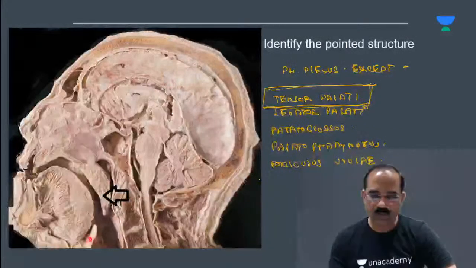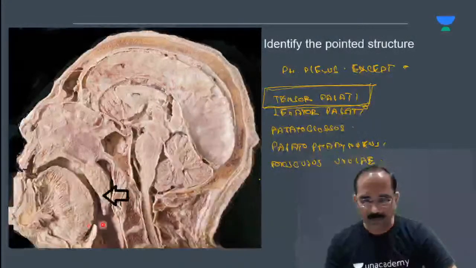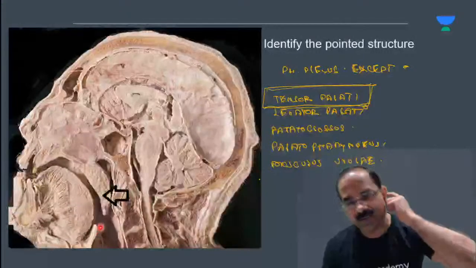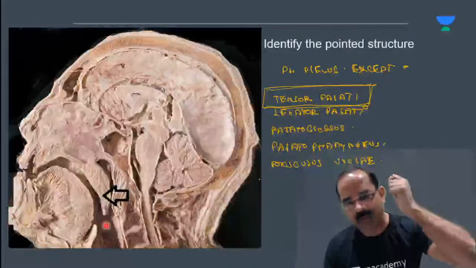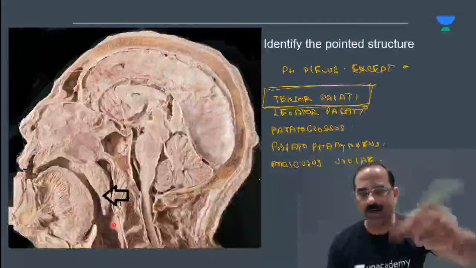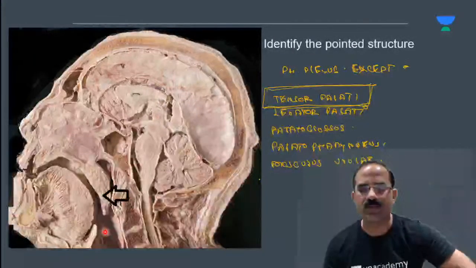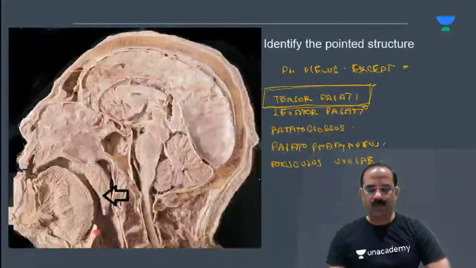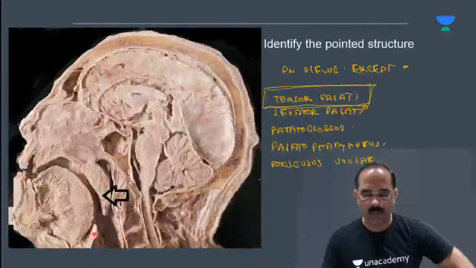Students, just tell me what is this structure. Tensor tympani is in the ear. It tenses the tympanic membrane. It is also supplied by the mandibular nerve, and is also derived from the first arch. Okay, fine. Identify this now. What is this? Epiglottis. Very good.